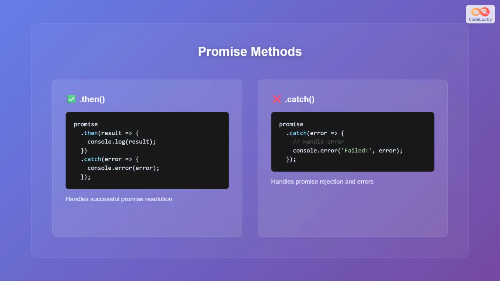Promises come with built-in methods to handle their resolution or rejection. The then method is used to handle a successful promise resolution. It takes a callback function that is executed when the promise is fulfilled, receiving the result as an argument. The catch method is used to handle promise rejections and errors. It takes a callback function that is executed when the promise is rejected, receiving the error as an argument. These methods help you manage the outcome of your asynchronous operations effectively.